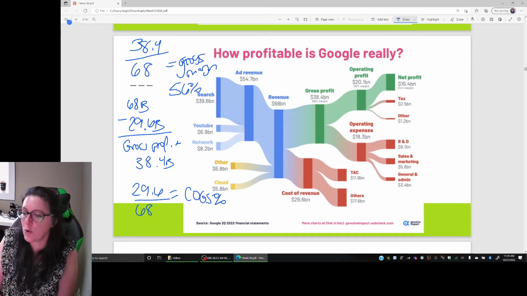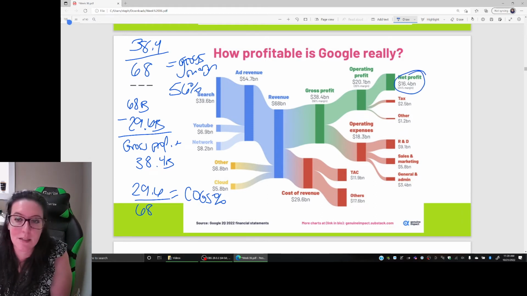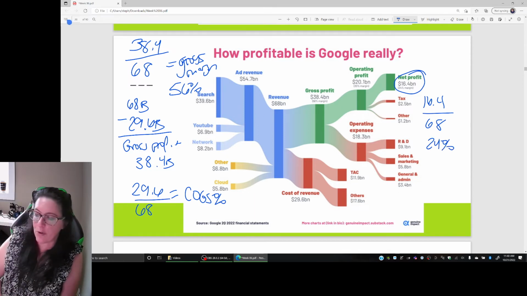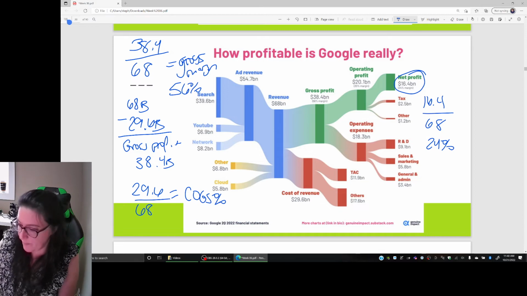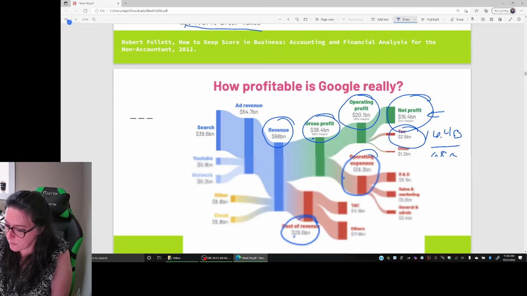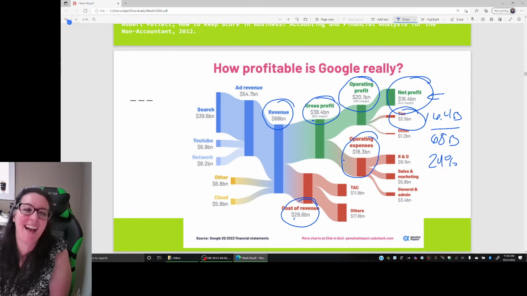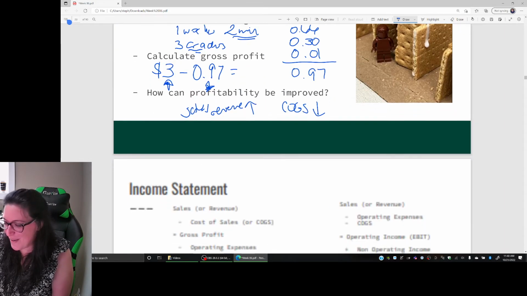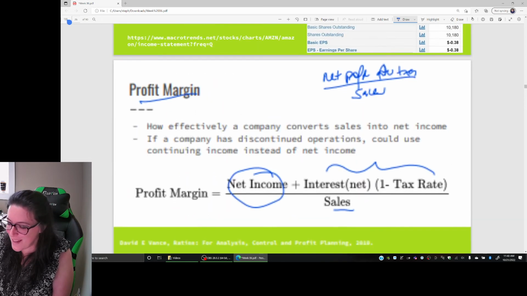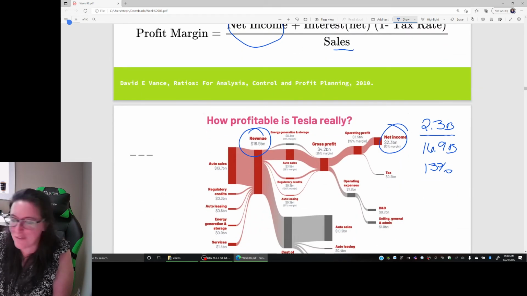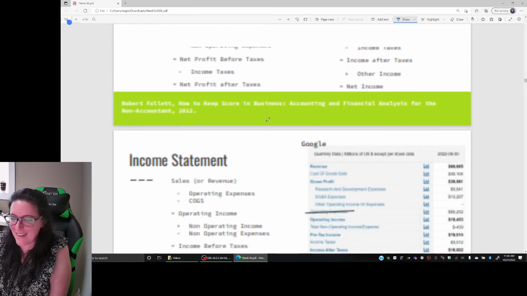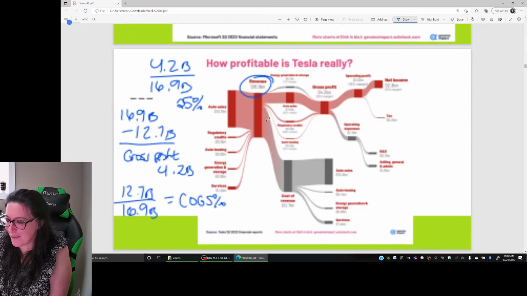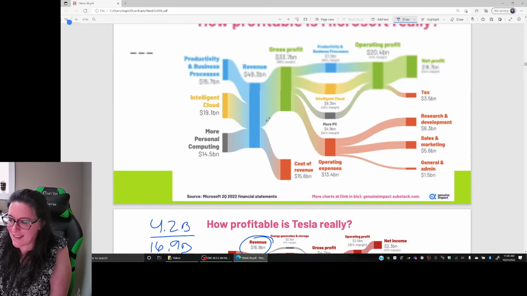If we look at Google, we can see here their net profit after taxes is $16.4 billion. We divide that by our revenue of $68 billion. We get a profit margin for Google at about 24%. Oh, I just did Google twice. It's still 24%, no matter how many times you do it. So 24% for Google, and there was 13% for Tesla. All right, let's go find the other graphs instead of just doing the same calculation over and over again.